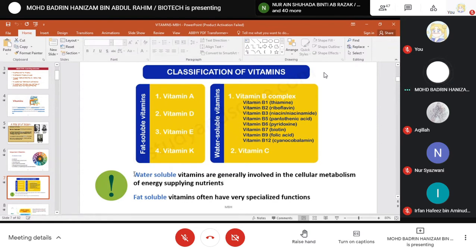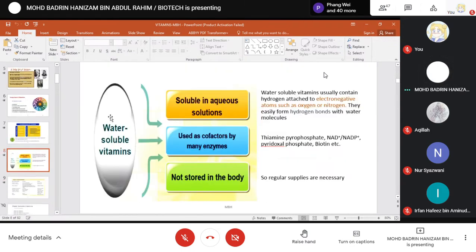So all this vitamin B complex here provides a vital role in giving your body energy, right? But not the fat soluble vitamins. The fat soluble vitamins have a very specialized function, which we are going to discuss later on. Okay, we go first with the water soluble vitamins.